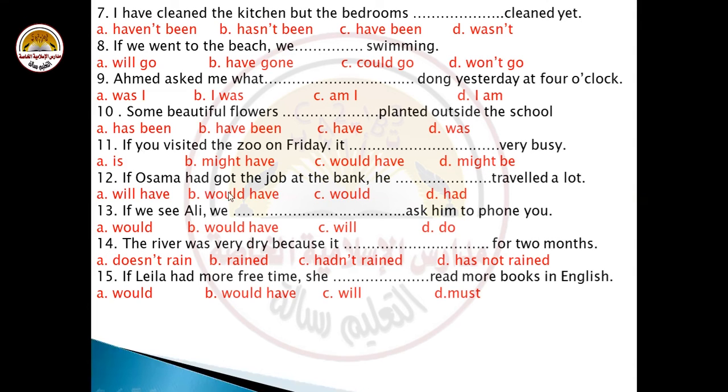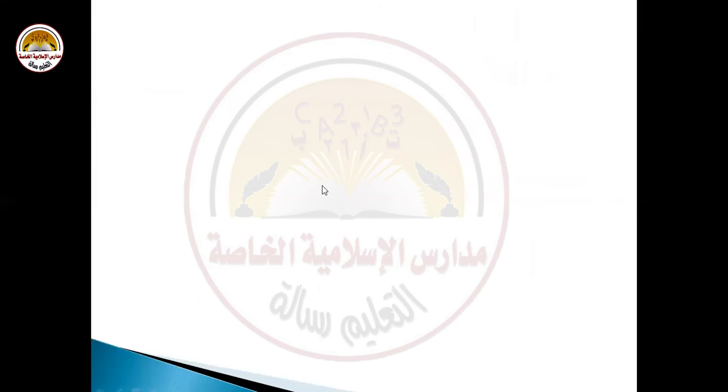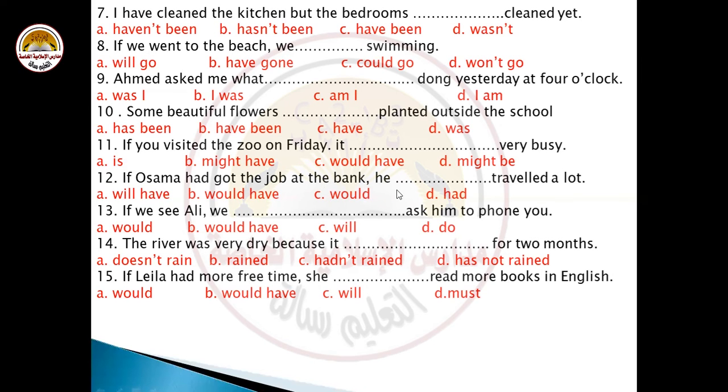Number 12, if Osama had got the job at the bank, his... traveled a lot. This is which case of if? Second or third? Had got. This is past perfect. So this is the third conditional. As we said, past perfect. We need would have plus past participle. Would have traveled a lot.